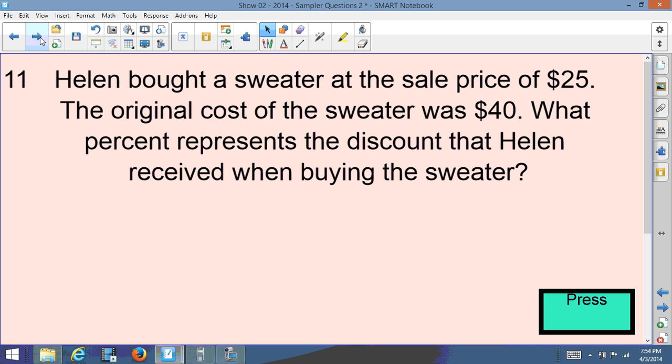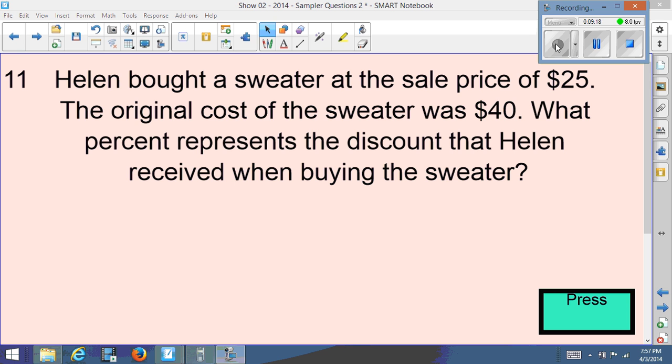Here's an interesting question. Helen bought a sweater at a sale price of $25. The original cost of the sweater was $40. What percent represents the discount that Helen received when buying the sweater? All right, well, we got a sweater that Helen bought, and Helen spent $25 and the original cost was $40. So we were trying to figure out the percent.